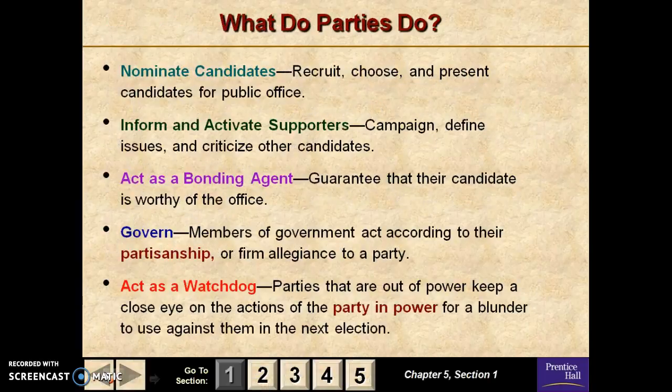What do parties do? There are 5 functions of the political party. So going back to our objective earlier in the day, did you guess 5? Did you guess 3? Did you guess 2? Those 5 functions are nominating candidates. It's where the party goes out and recruits candidates, much like I explained where the Republicans recruited George W. Bush. Inform and activate supporters. This is where the party will get out and actually campaign and provide people with information about their political party.